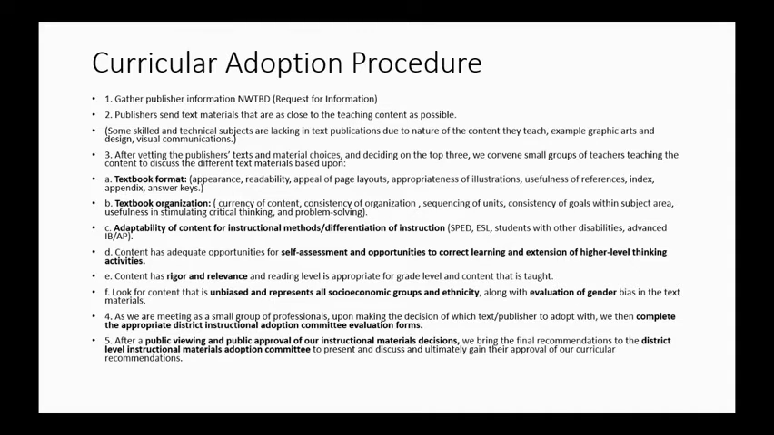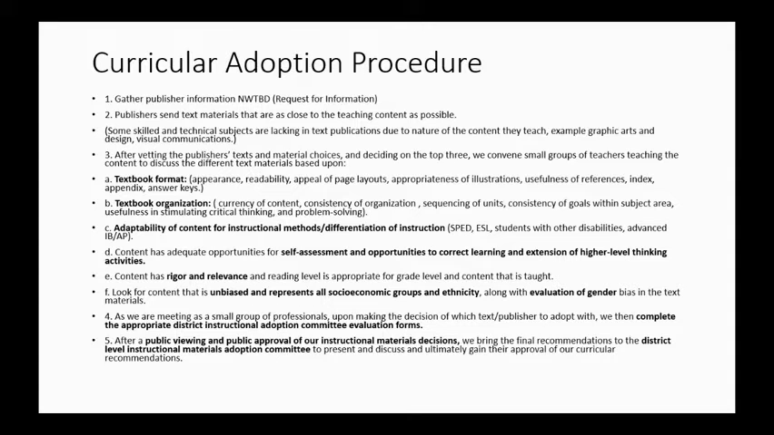So getting into our adoption procedure, we start by gathering information from the Northwest Textbook Depository. We've asked publishers to send us text materials that are as close to the teaching content as possible. Some skilled and technical subjects are lacking in text publications due to the nature of the content that is taught. Some examples would be graphic arts and design and visual communications. So therefore, we review different types of publishers to find materials for those instructors to utilize in their classrooms.